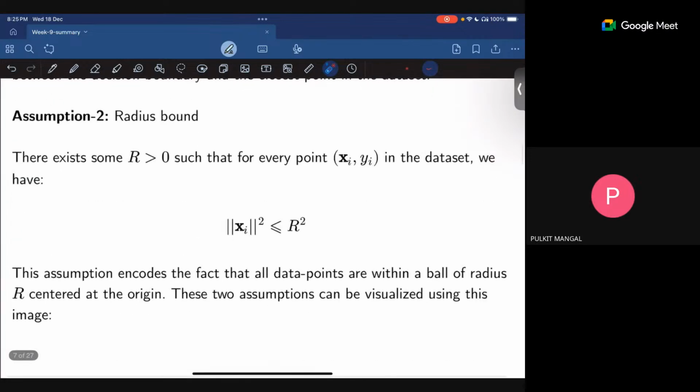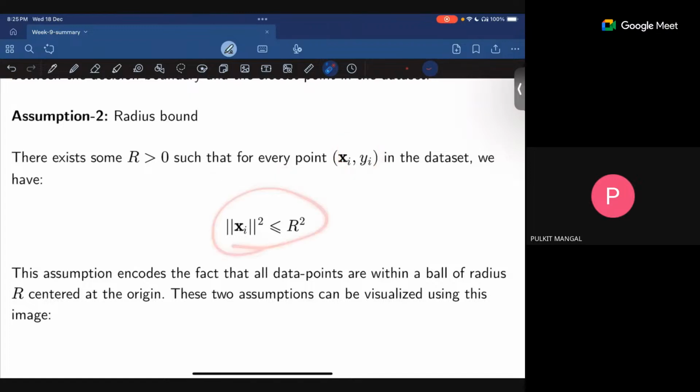The second assumption is the radius bound, that is, there exists some R greater than 0 such that for every point (xi, yi) in our data set, the norm squared of our data point is less than or equal to R squared. What does this assumption mean geometrically? That all our data points lie inside some big ball of radius R. So this encodes the fact that all the data points are within a ball of radius R centered at the origin.